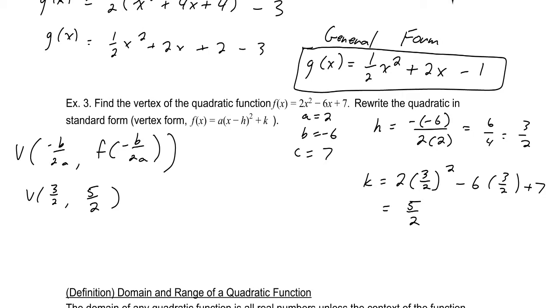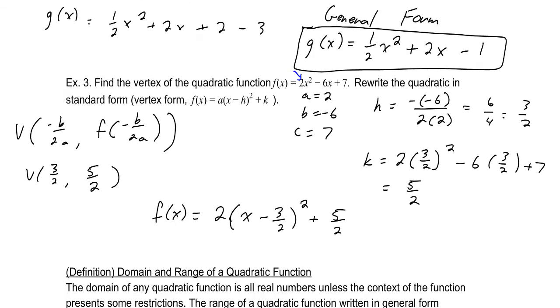Now they want us to write that in vertex form. So we'll have f of x equals, now our a value, we actually know that. We know our a value from that equation. So 2 times x minus h, this will be minus 3 over 2, squared plus 5 over 2. And that is our equation in vertex form.